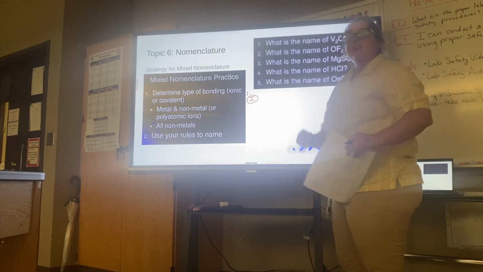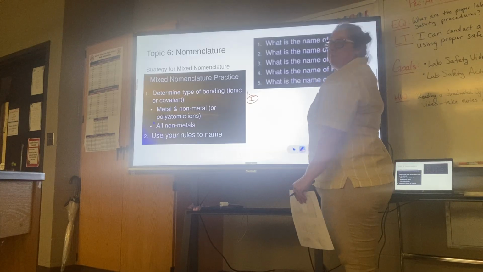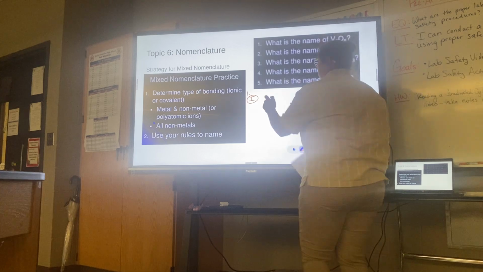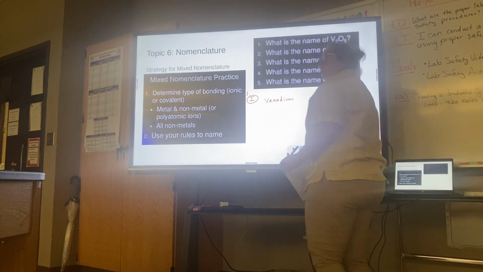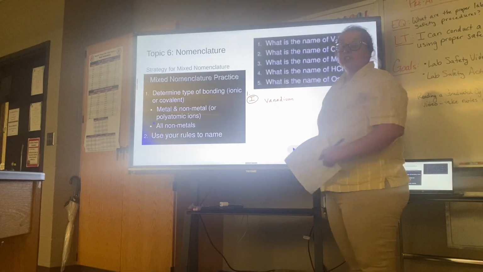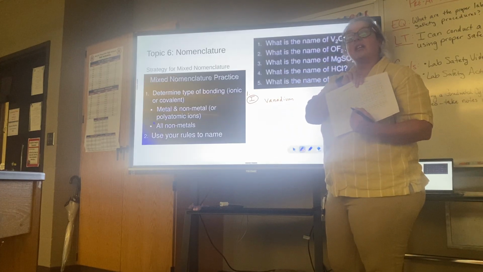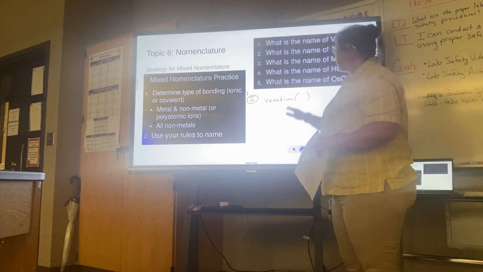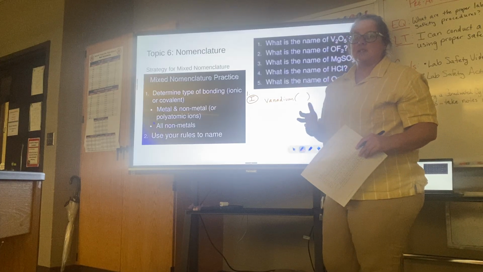So again, let's review what our rule for an ionic compound is. We give the name of the first element. So this first element here is known as vanadium. Then I double check to see if this is a transition metal or not. Because of where it's located on the periodic table, it is a transition metal. So what I like to do is I put Roman numerals there and leave some space, and I'll come back at the end to figure out what that Roman numeral is.